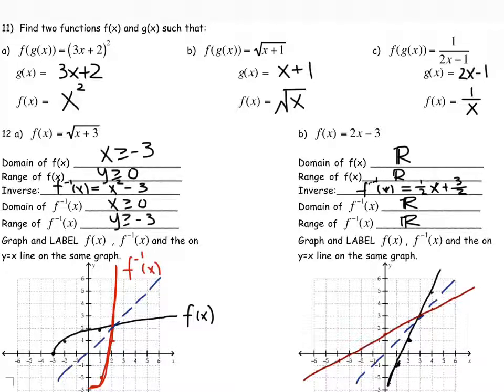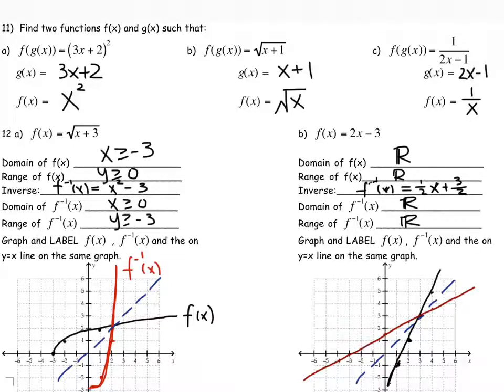Question number 11. Find two functions f of x and g of x such that... In order for the functions to go through the composite functions, make sure the order of operations is being observed. Parentheses, exponents, followed by multiplication, then the last one is addition and subtraction.